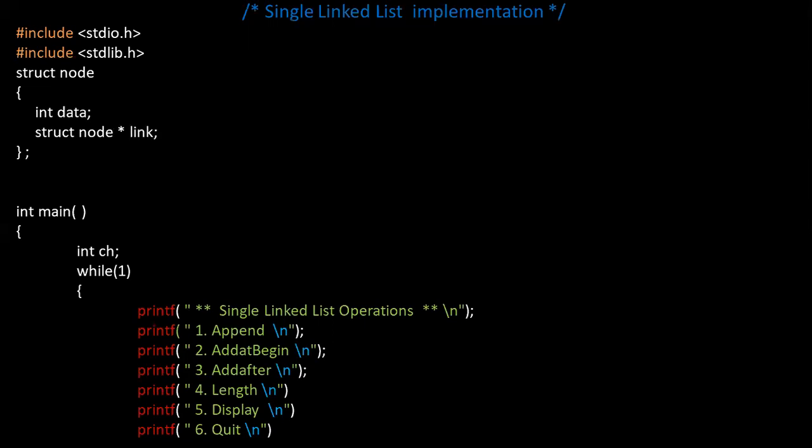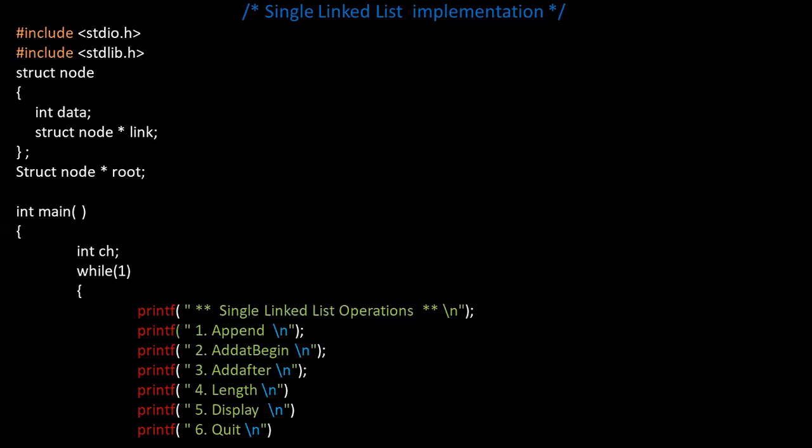Why are we using the link field as struct node type? Because the link is going to hold the address of another structure node. That's why the type of the link field is struct node pointer type. Okay, so here globally we have to declare one variable, which is the root variable.